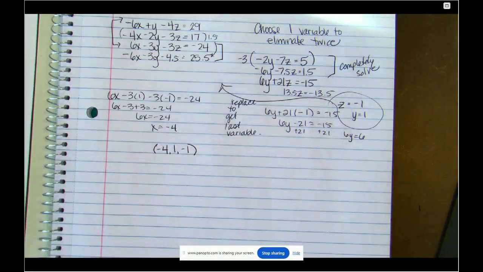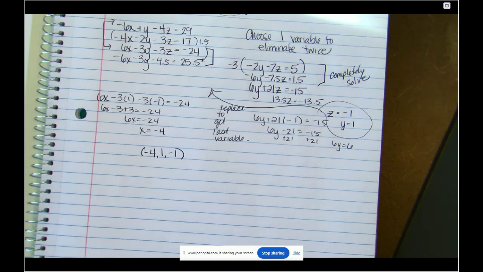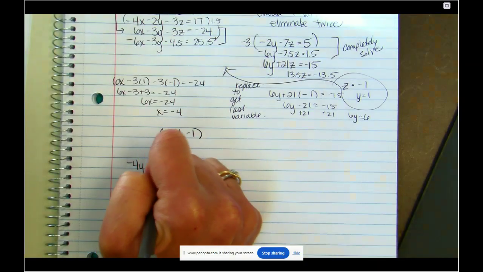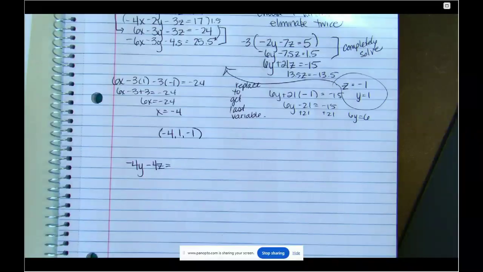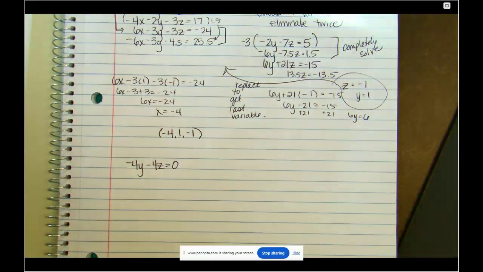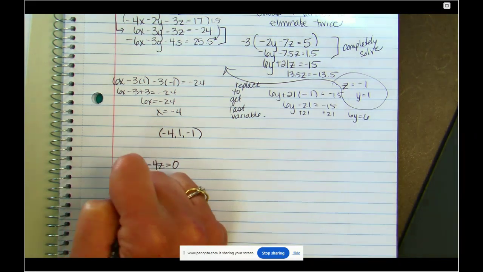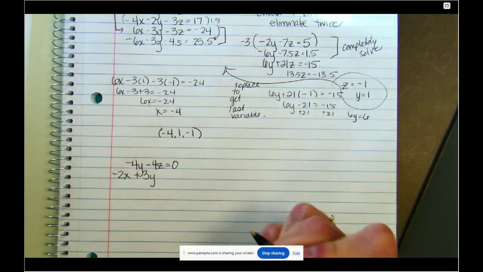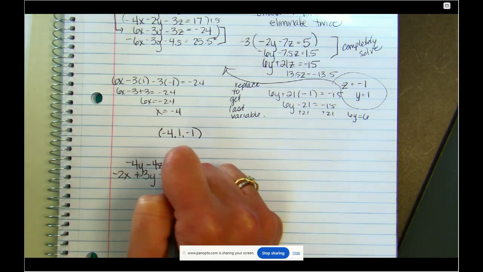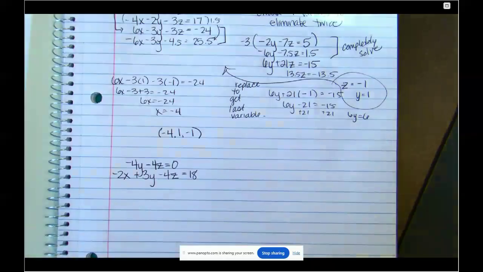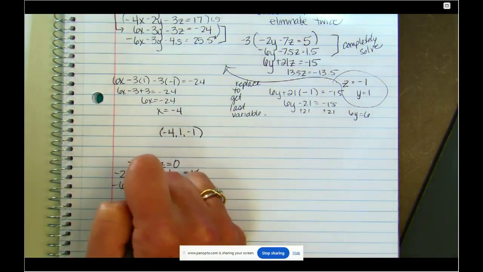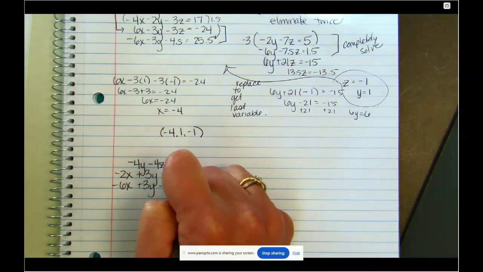Okay, so let's see. Let's do this one. Do you guys remember this from last year? Did you do this last year? Plus 3y. 6z equals -30.